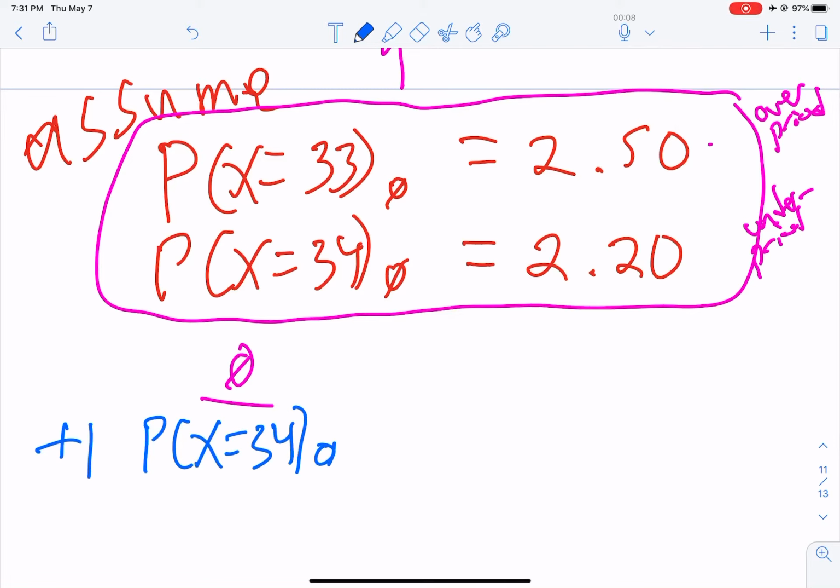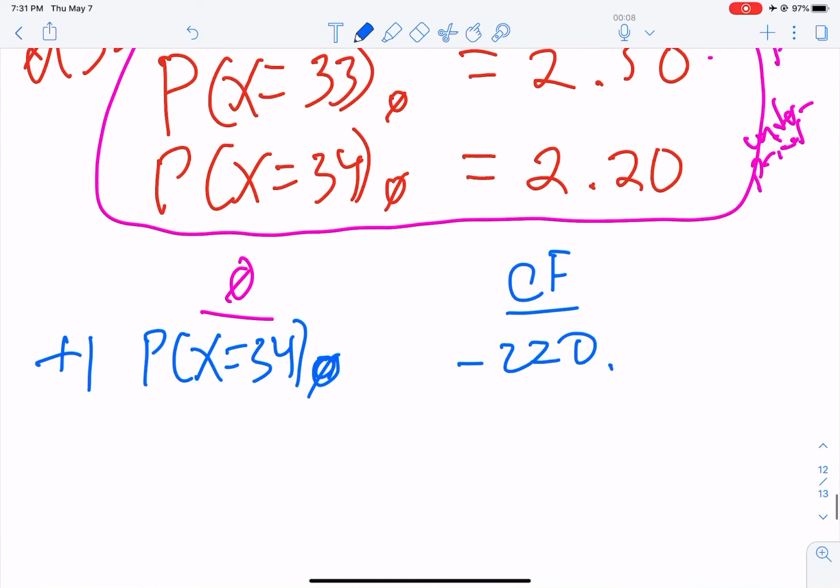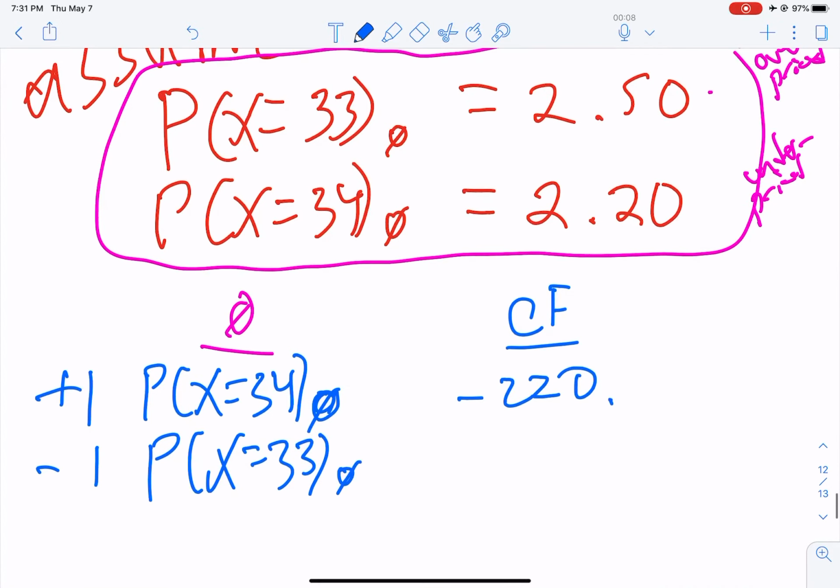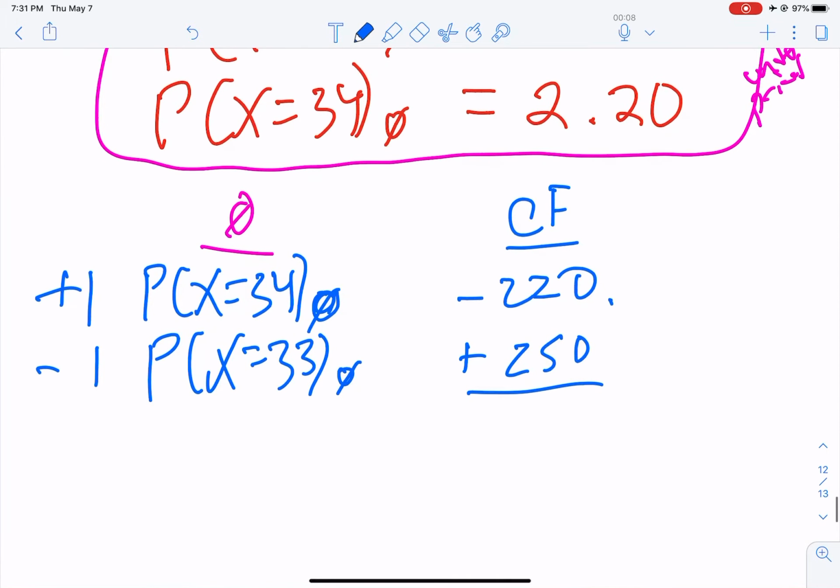The cash flow associated with that at date 0 is an outflow of $220, and we will at the same time go short one put with an exercise price of 33, and that will result in a cash inflow of $250. So here we see our net cash flow is a credit. We've got a net credit from setting up this compound position of plus 30.